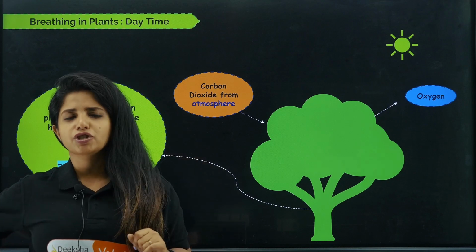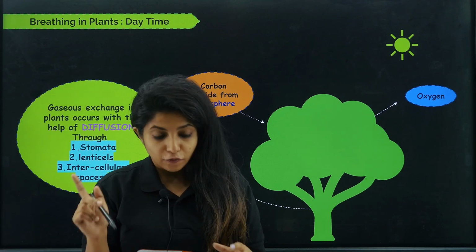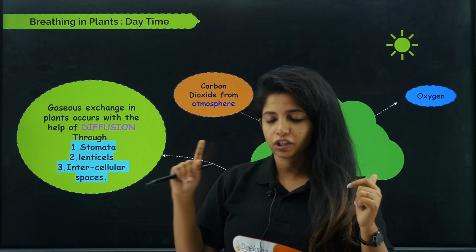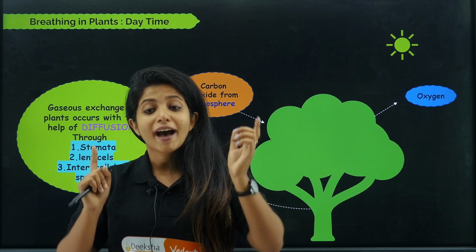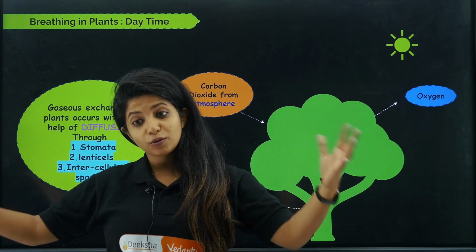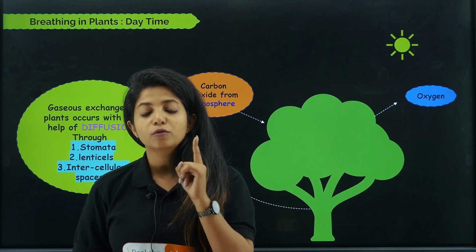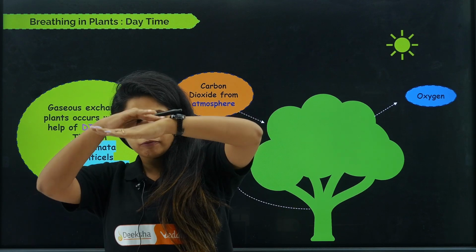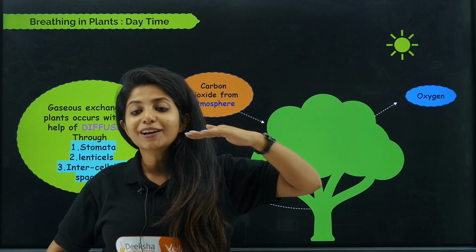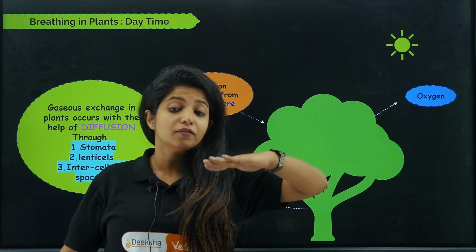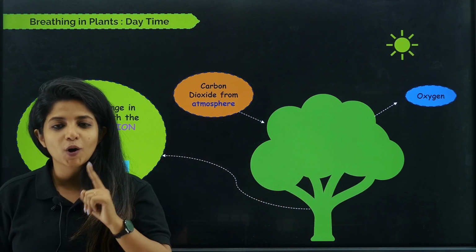We studied this in nutrition in plants. Nice question, I just thought of it. For people who have seen my video, or anyone who has not seen my video also, you can try to attempt: where do you find the most amount of stomata? At the top of the leaf or the bottom of the leaf? Tell me in the comment section.